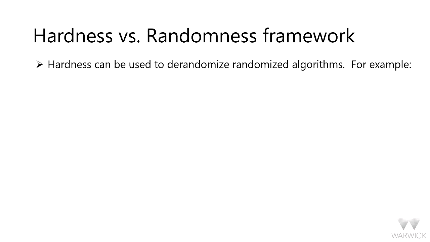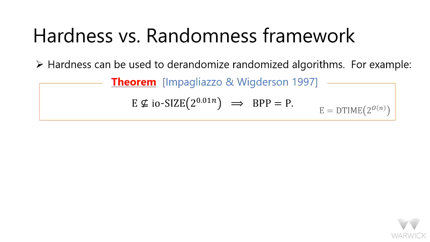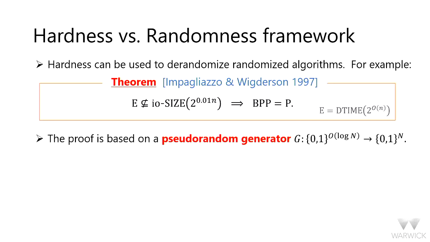The hardness versus randomness framework tells us that if you have a hard function, then you can use it to derandomize algorithms in polynomial time. For example, a landmark result in this line of research is due to Impagliazzo and Wigderson, which shows that if E requires circuits of size 2 to the epsilon n for any constant epsilon, such as 0.01, you can derandomize BPP in polynomial time. And how can we prove this?